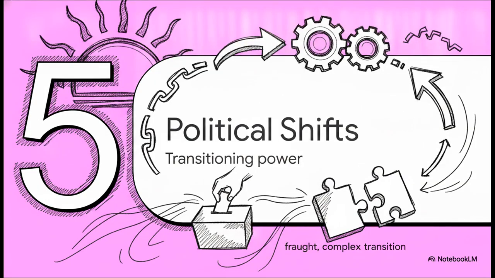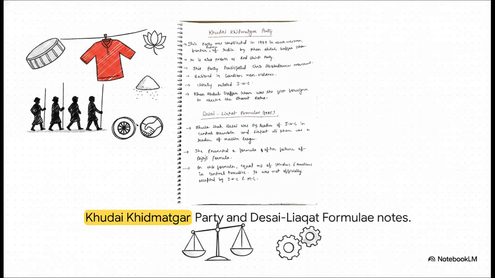And finally, we arrive at Section 5, Political Shifts and Pacts. At this point, our narrative shifts entirely away from British administrative control and moves towards Indian political agency and, of course, the fraught, highly complex transition of power.